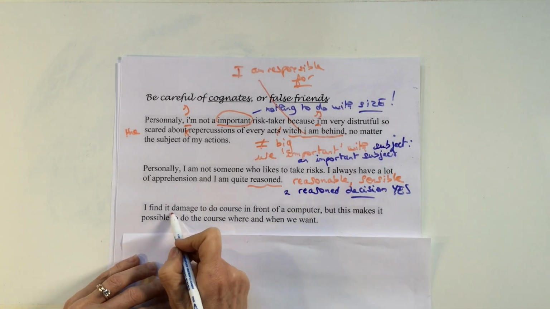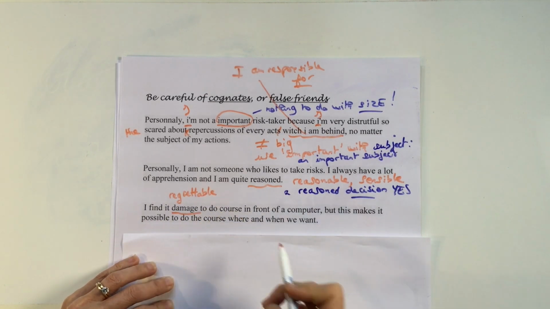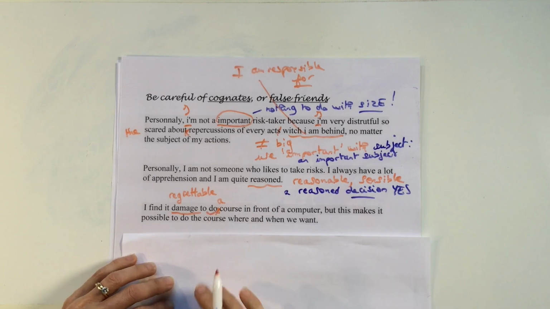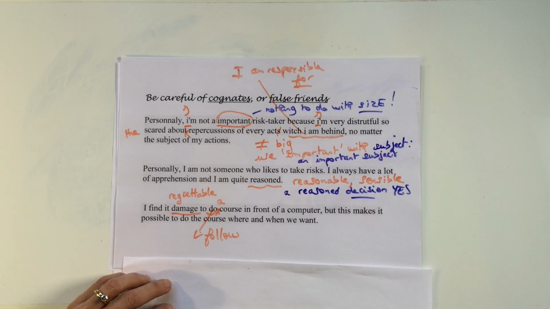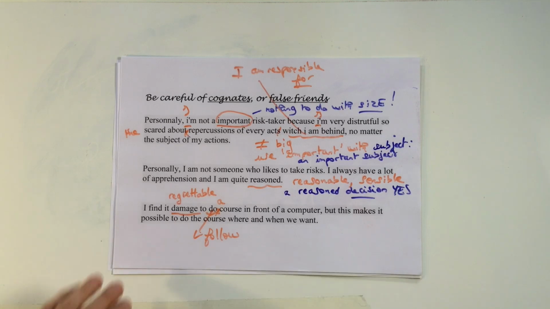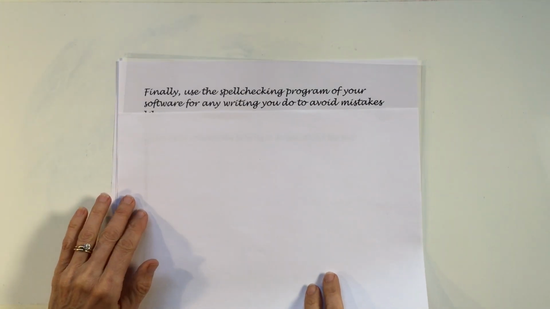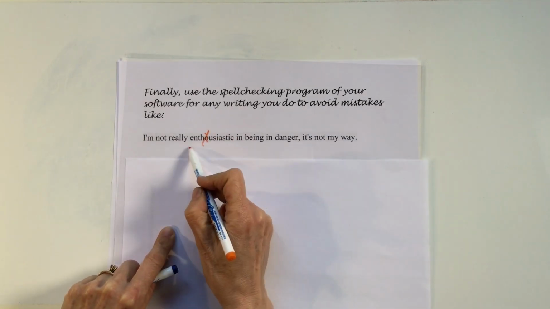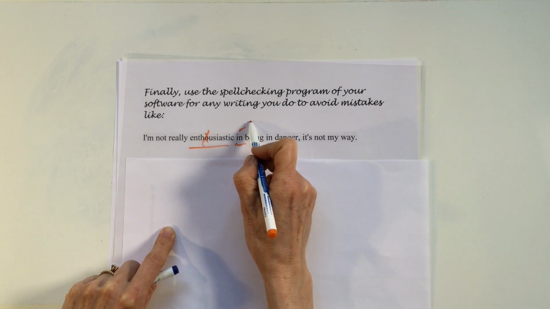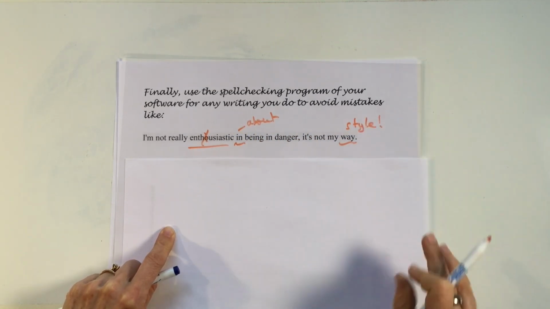Yes. Damage, it has nothing to do with too bad or regrettable. And then you follow a course. Finally, if you don't want to make spelling mistakes, use the spell checking program of your software. Enthusiastic, no O.